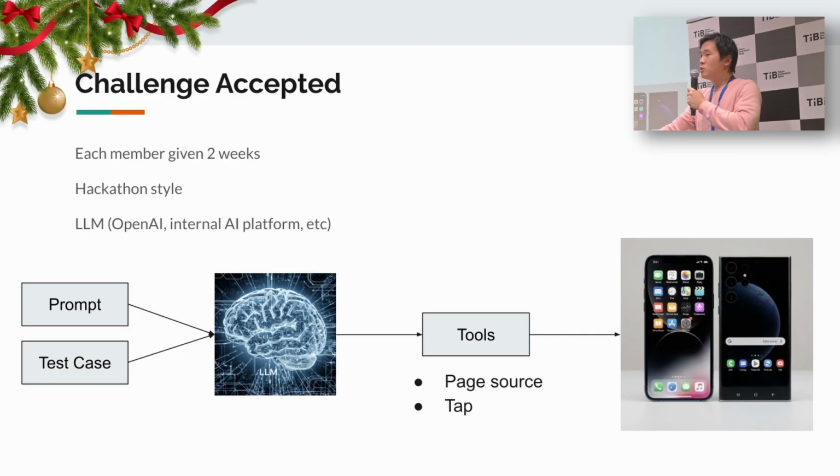So we spent 2 weeks, I remember, like a hackathon style, running this experiment. So we had an LLM. We used either OpenAI or our internal AI platform tool. We gave it a prompt, provided a simple test case, and we gathered some tools for the LLM to use. These tools are for the LLM to be able to retrieve. Of course, we need to let the LLM see what the application looks like.